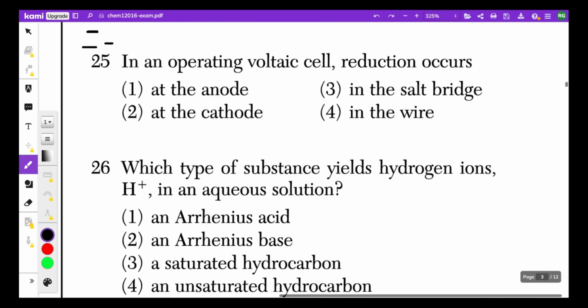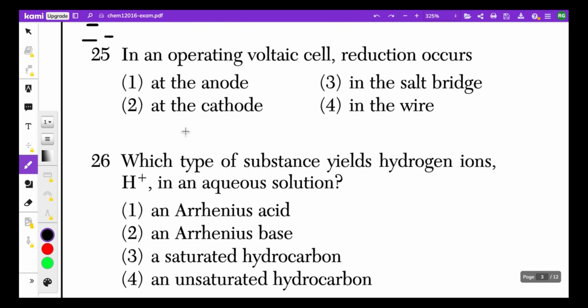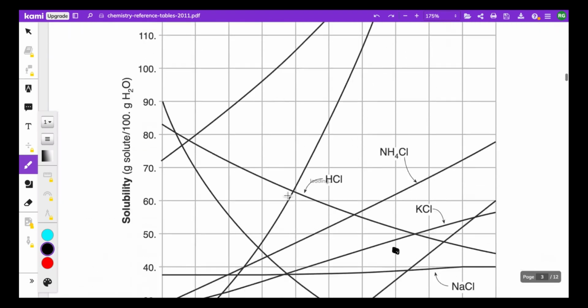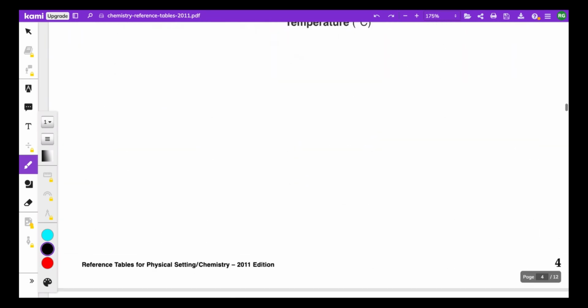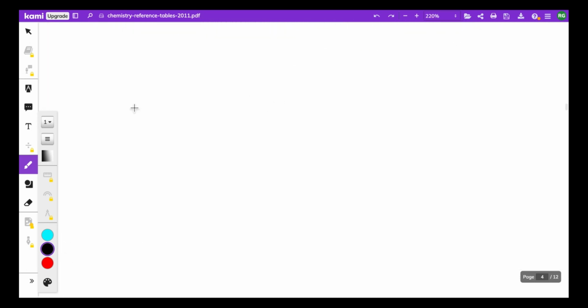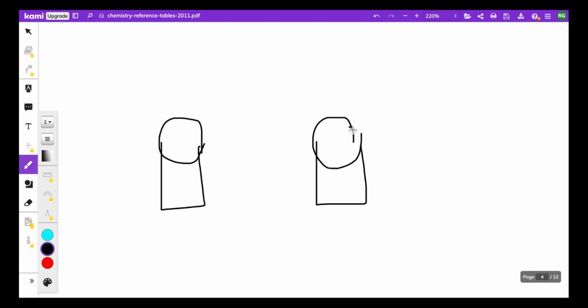In an operating voltaic cell, reduction happens in where? First of all, what is a voltaic cell? Well, let me show you. You all ever wonder how light bulbs work? How you produce electricity? In voltaic cells, you start out with 2 half cells. Half cells are just beakers, to simplify this, with electrodes in them. So beakers with pieces of metal in them, okay?